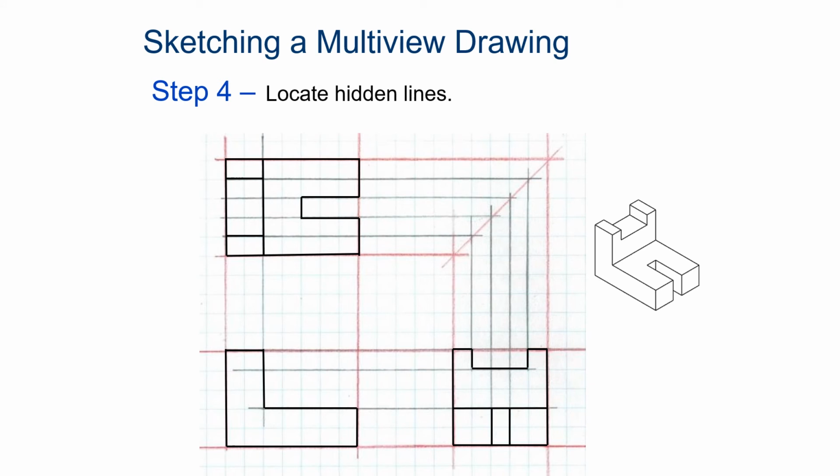And then locate hidden lines. So this object line is here, and you can't see it from the front view, but you put the hidden line right there. And then same with this. This line is right here, and you can't see that from the front view, but they put a hidden line right there.